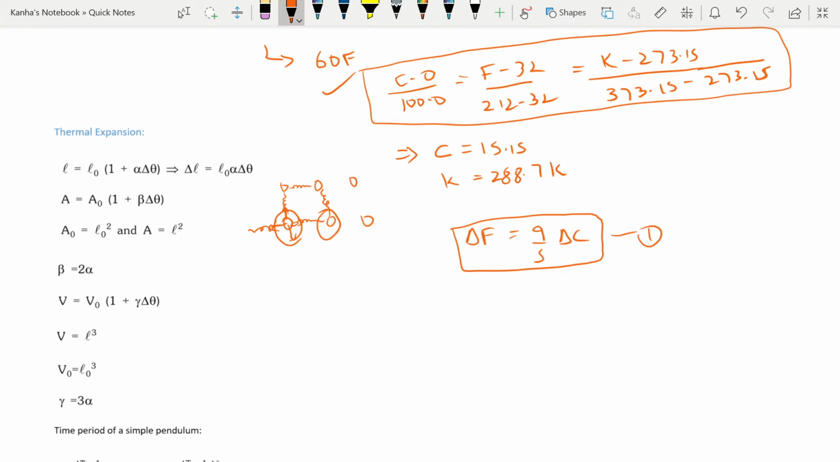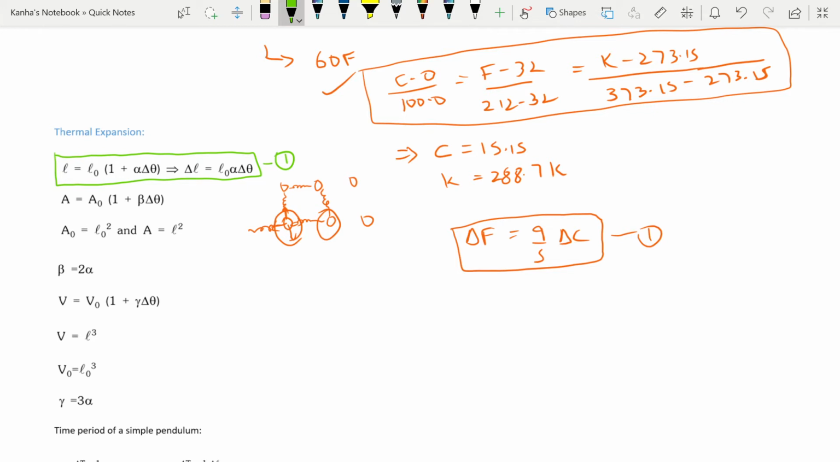Okay, so there are different coefficients that I will talk about. The first one will describe the change in length. So the first one is for linear expansion. So if my initial length before heating is L naught, and after heating the length is L, then I have L is equal to L naught into 1 plus alpha delta theta, that implies delta L is equal to L naught into alpha delta theta. Okay, where delta theta is the change in temperature.